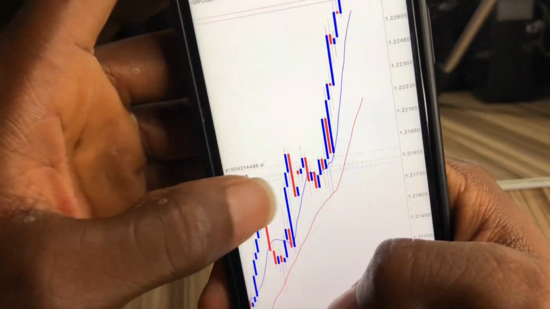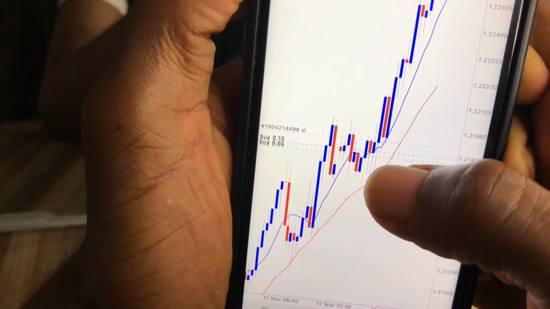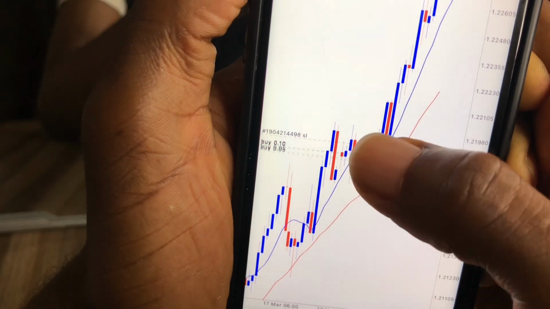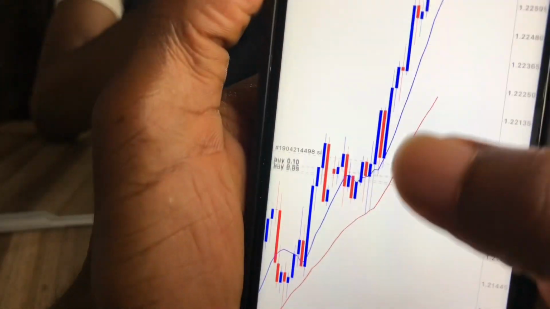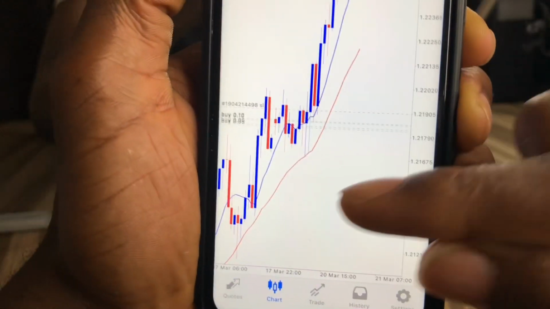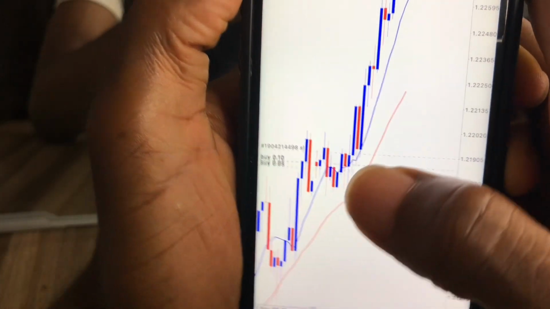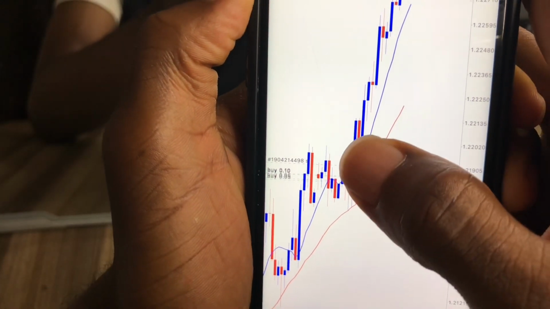Now see right here, I placed my buy in the market at this point, when price was just starting to go above the 9 moving average. Obviously the retracement happened right here, but we could see how the moving average held price, so that it was able to get back up again.